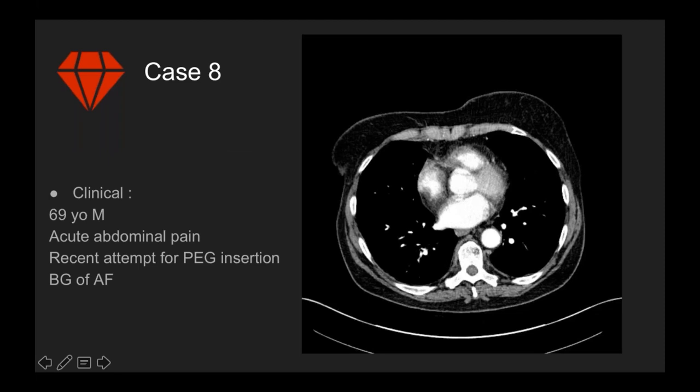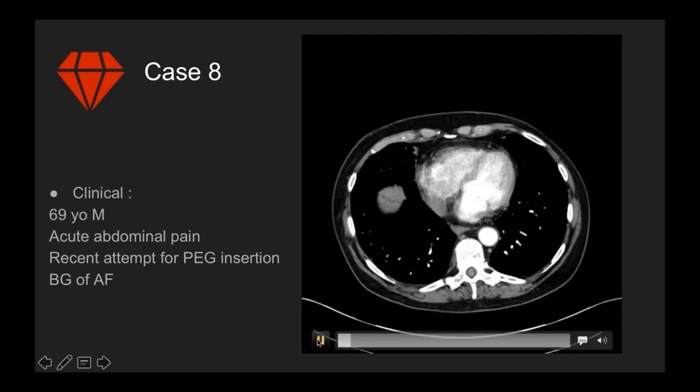Okie dokie, so case 8. This is a 69-year-old male with acute abdominal pain. He's had a background of AF, and he's had a recent attempt for a PEG insertion. So let's just have a look at this.